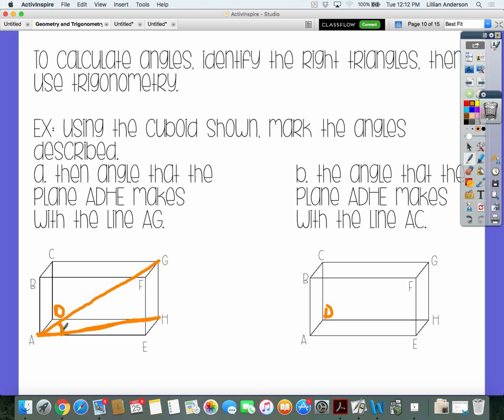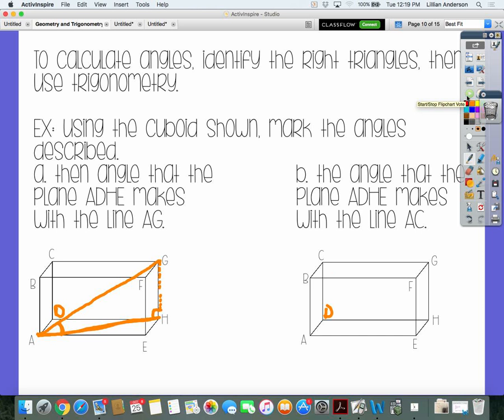Now, even though it doesn't ask us to do this, I want us to be clear, because in order to figure out this angle, say we were given some more information, we would need this right triangle to do that. Does everybody see that? So what I want you to do is go through C, D, and B, C, and D, and draw on each of those cuboids the angle that they're asking you to find.